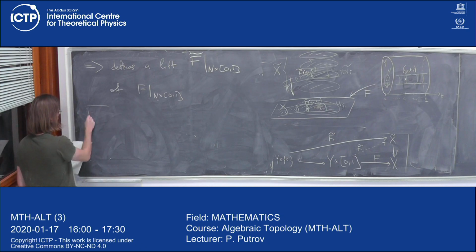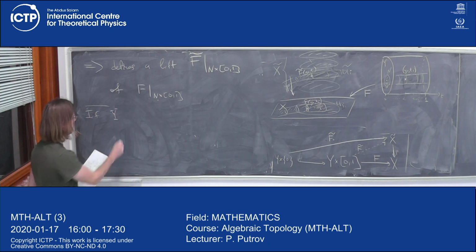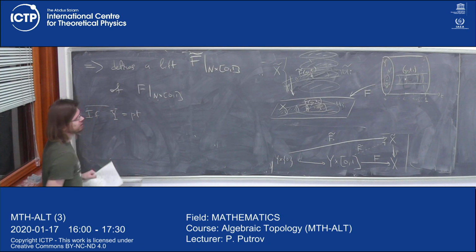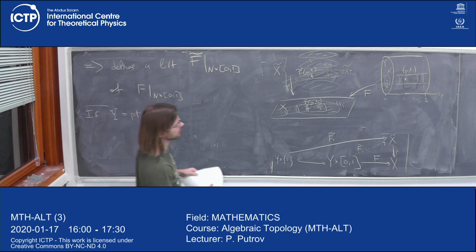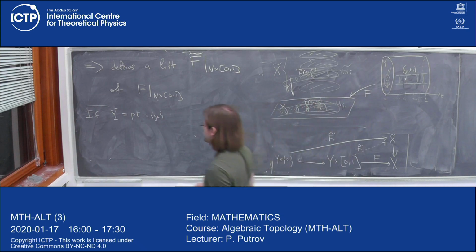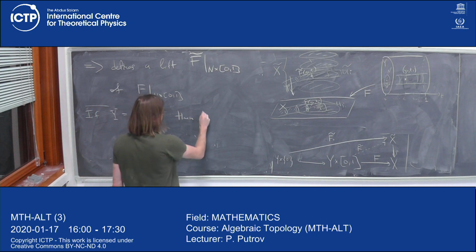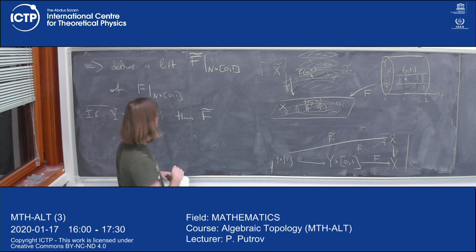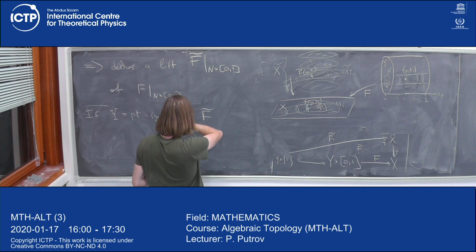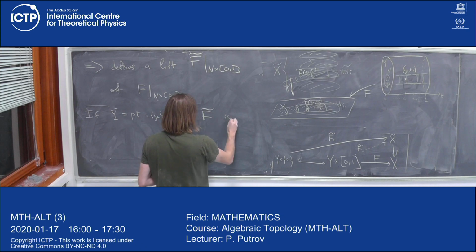So first, let me assume that Y is a point. It's just a one-point space, so it contains only the original point. Then this neighborhood is just the whole point. Then I want to show that this f tilde is unique.